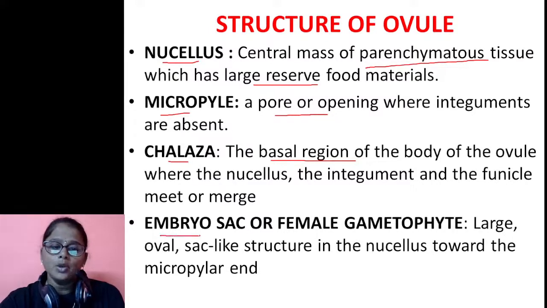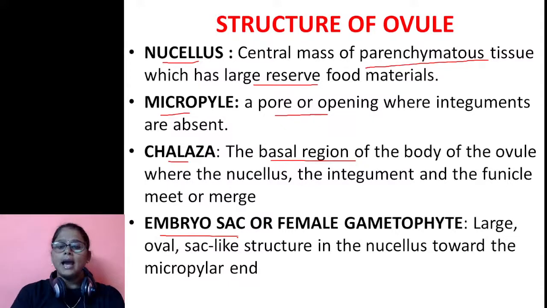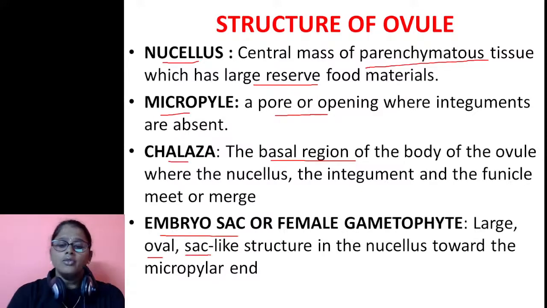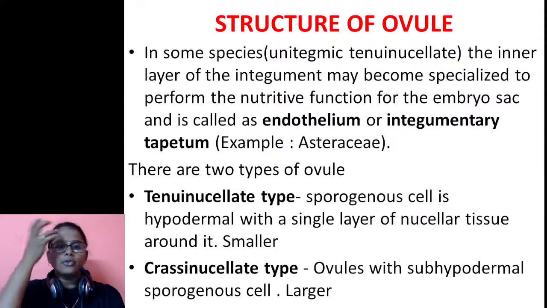And the embryo sac or the female gametophyte. So this embryo sac is actually an oval shaped sac-like structure which is present in the nucellus and that is going to participate in the fusion of gametes. So this is about the structure of the ovule.